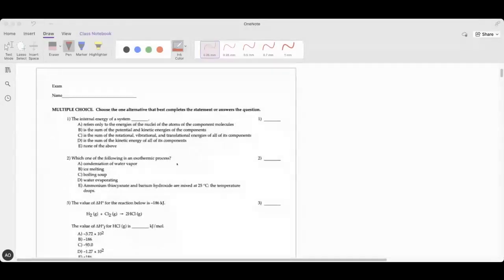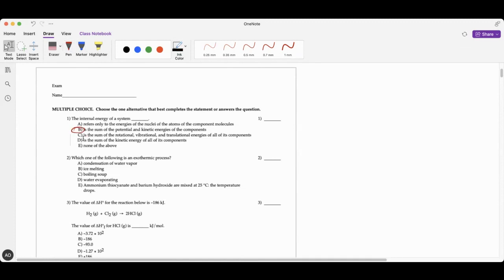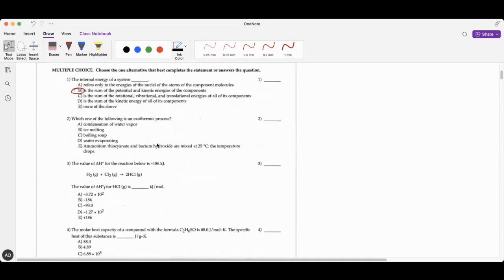Okay. All right, number 1, the internal energy of a system. A, B, C, D, or E? B. Yes, that's correct. The answer is B. It's the sum of the potential and the kinetic energies of the components of the system.